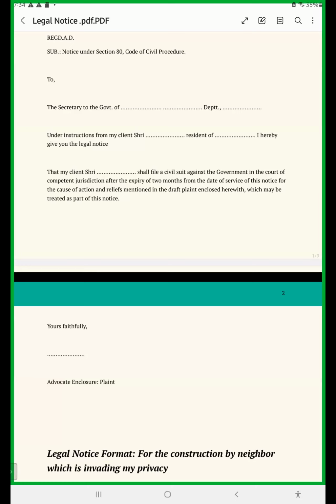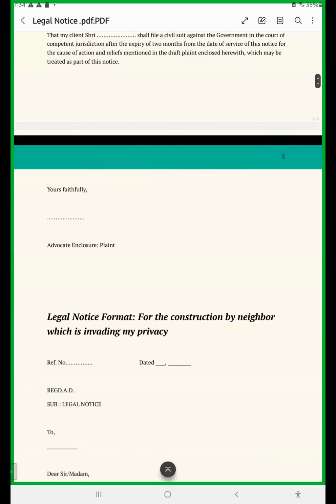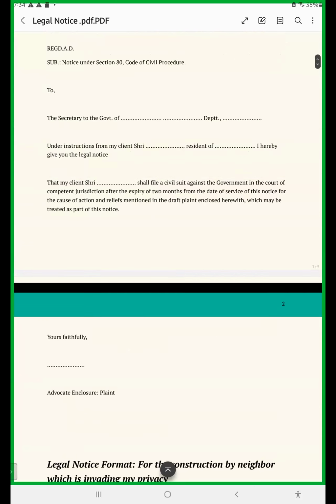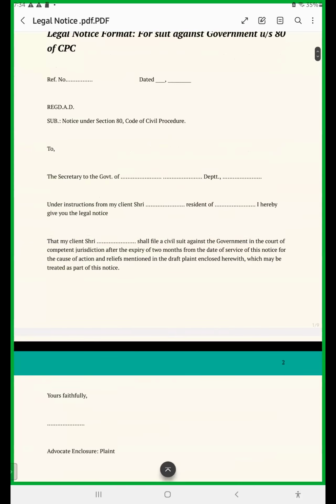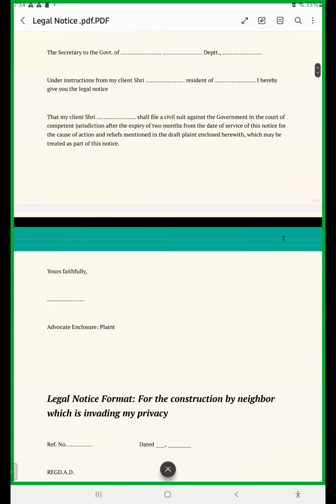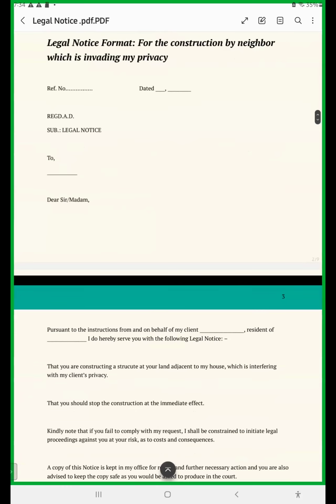Okay, a very short and simple type of notice we all have over here is made under section 80 of the Civil Procedure Code. Then at the left side we write yours faithfully, the name of the advocate, enclosure, plaint, sign and signature will be there. This is one of the simplest forms of writing a legal notice, which is available under section 80. Now let's come to the next part.